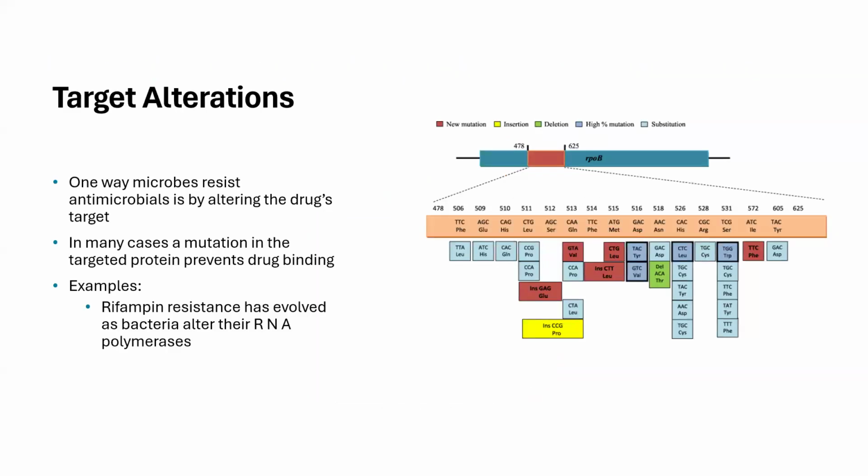Now we can do target alterations. One way that this happens is you can actually change the genomic code. This can happen through mutation. In this case, we've got an example of rifampin resistance. And here, all of these are different amino acid changes. Like you can see that this TTC coded for phenylalanine. There's a mutation to TTA, which gives you a leucine. So all these different mutations have changed the amino acid code of the RNA polymerase that rifampin actually affects, but it doesn't affect the RNA polymerase's ability to function.